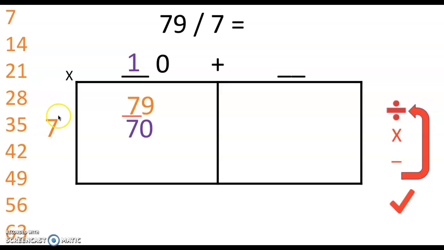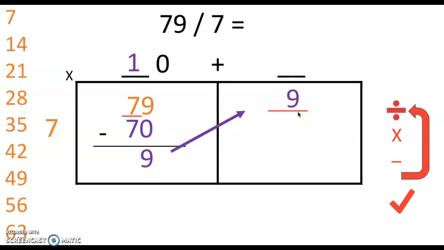What's our next step? Subtract. 79 minus 70 would be 9. Let's go ahead and repeat back to division. So we're going to divide in the ones place.